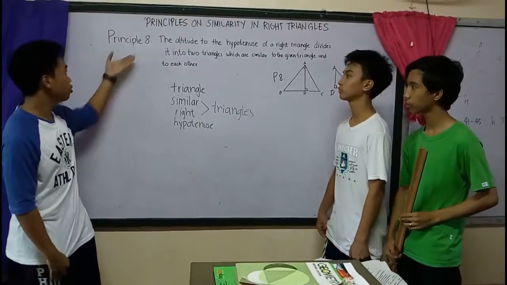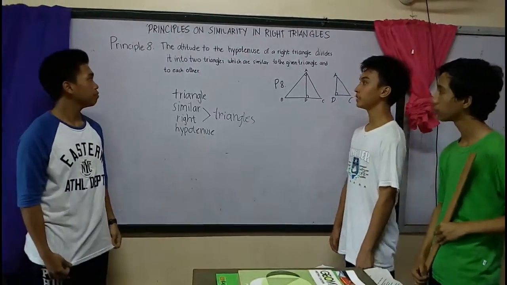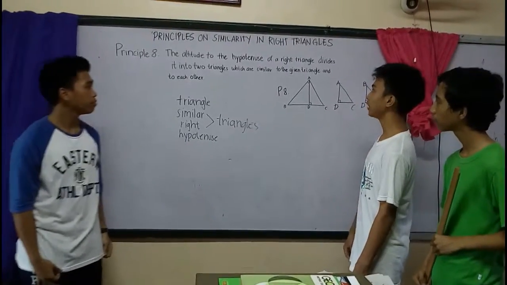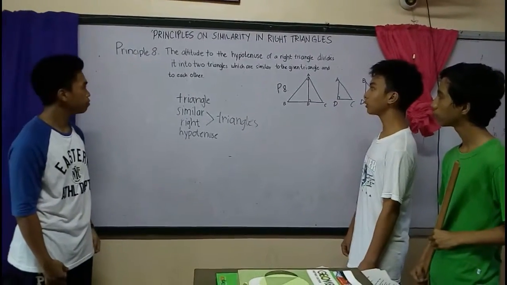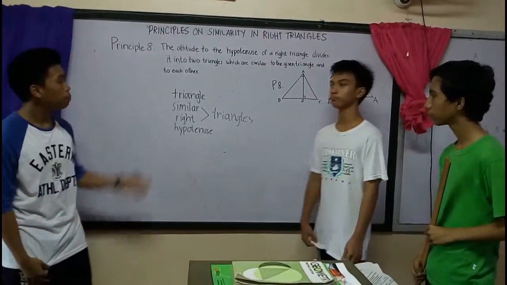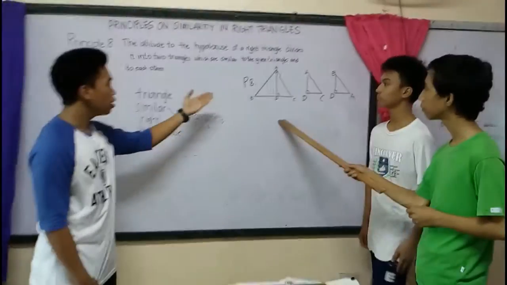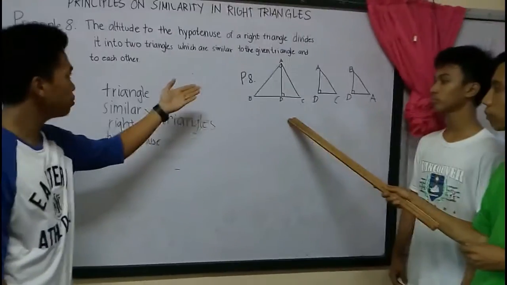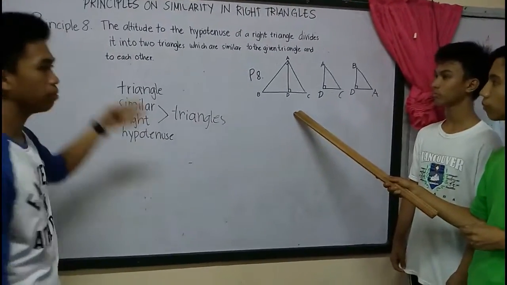Now, let's proceed to Principle 8. Principle 8. The altitude to the hypotenuse of a right triangle divides it into 2 triangles which are similar to the given triangle and to each other. Based on this diagram, it clearly shows what is stated in Principle 8.